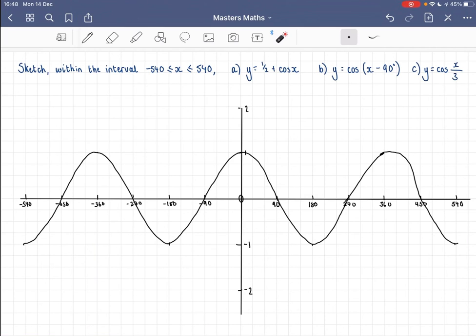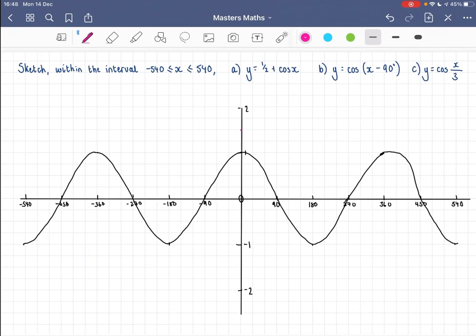So the first thing we are doing is a translation. We move in the y direction and we are going up 1/2. So it's moving up again; as long as it is a transformation in the y direction, it behaves as we expect. So it's 1/2 plus cos x, so we are moving the graph 1/2 of a unit up. Now, instead of starting at 1, it is going to start at 1.5, which would be here.